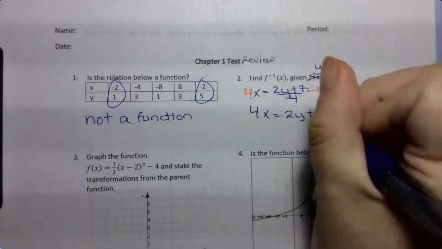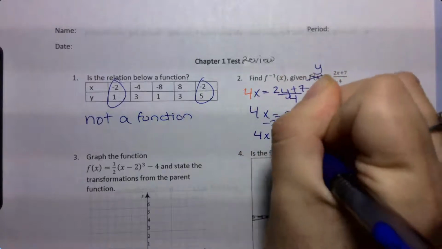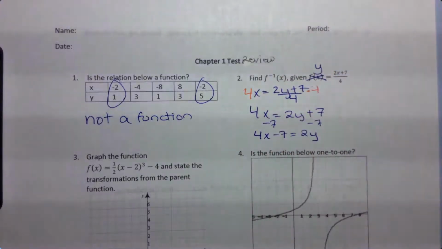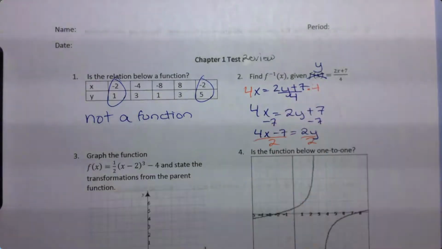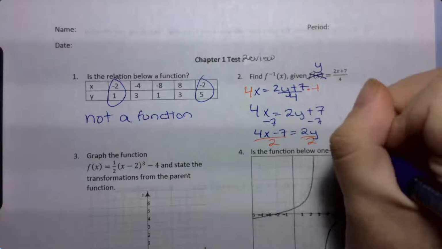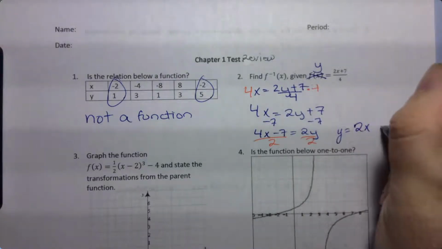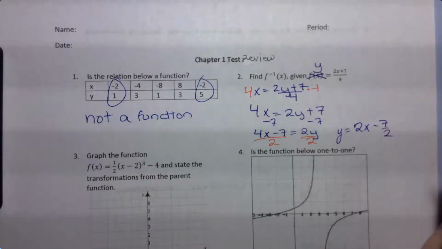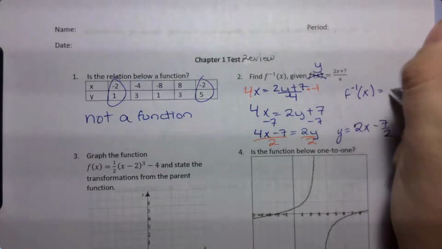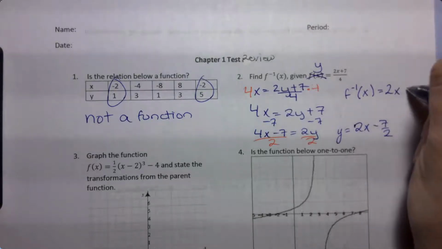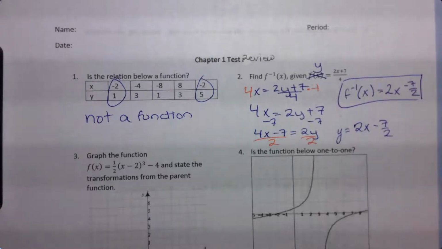Then I want to go ahead and subtract 7 from both sides. I get 4x - 7 = 2y. I want to go ahead and divide both sides by 2, which is going to give me y = 4 divided by 2 is 2x, and -7 divided by 2 is -7/2. Then I go ahead and write this with my function notation. I want to remember on the test to write this with the function notation, otherwise I will get marked off. So this is my final answer.